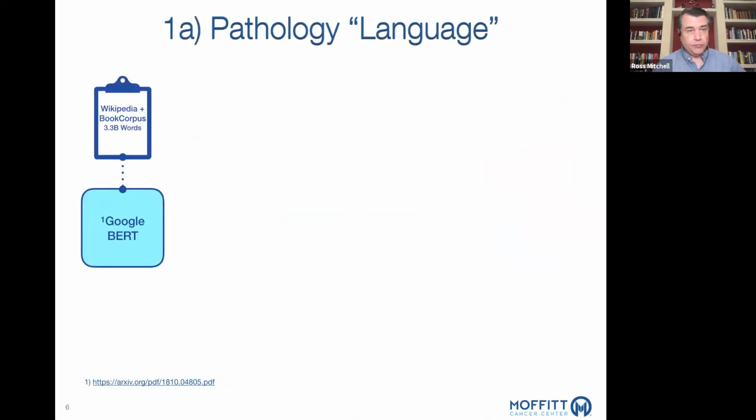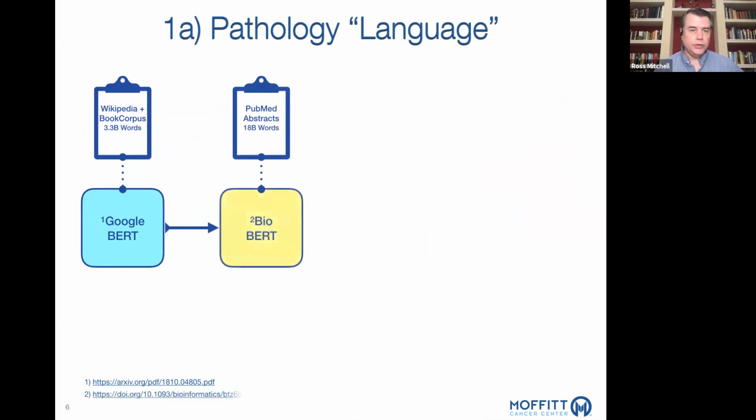So to train the language model, we started with Google's BERT. This is what they open sourced in late 2018, and this was trained on Wikipedia and BookCorpus, about 3.3 billion words. Now, a group in Korea took all of the PubMed abstracts available at the time, a massive corpus of text, about 18 billion words, and they did transfer learning or tuning of Google's BERT to create something they called BioBERT. And this BERT understands biomedical technical literature for medicine and biosciences.